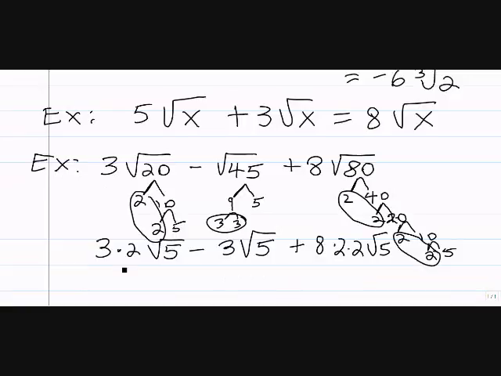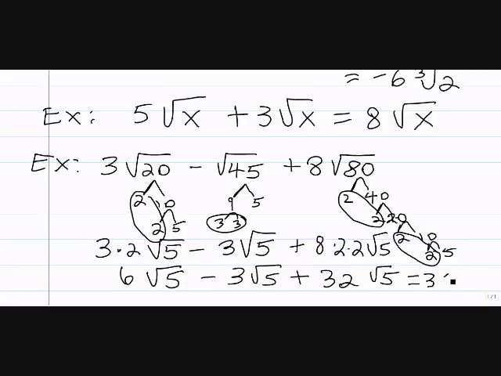So this is 6 times the square root of 5 minus 3 times the square root of 5 plus 32 times the square root of 5. Oh, I can add them all. So 6 minus 3 is 3 plus 32 is 35 times the square root of 5. And that's all today's lesson is.